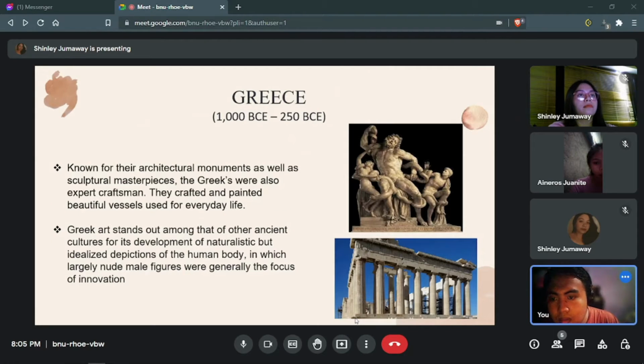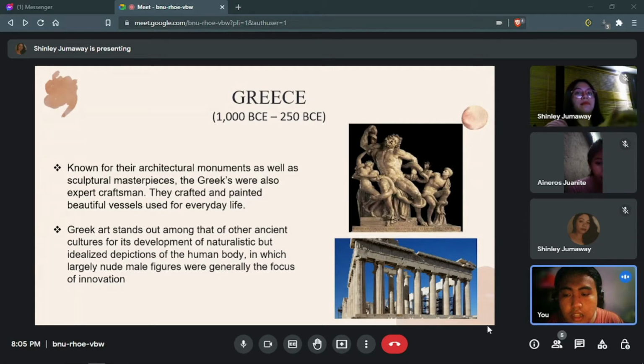Okay, next. So in Greece, dating back at 1000 BCE to 250 BCE. Known for their architectural monuments as well as sculptural masterpieces, the Greeks were also expert craftsmen. They crafted and painted beautiful vessels used for everyday life. And they are the ones who presented the first glimpse at high realism in art.